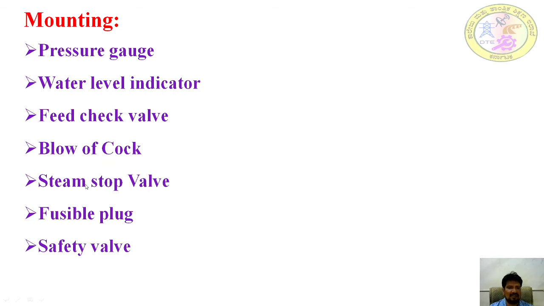Then the steam stop valve. Once the steam is generated, we can use it through the steam stop valve. Whenever we need a particular process, we can operate it with the help of this stop valve. Then the fusible plug, which is for the safety of the boiler. And the last one is the safety valve. Whenever the pressure exceeds its capacity, it will be released through the safety valve. It may be a dead load safety valve or a spring loaded safety valve. Normally a dead load type of safety valve is used in the Cochrane boiler.